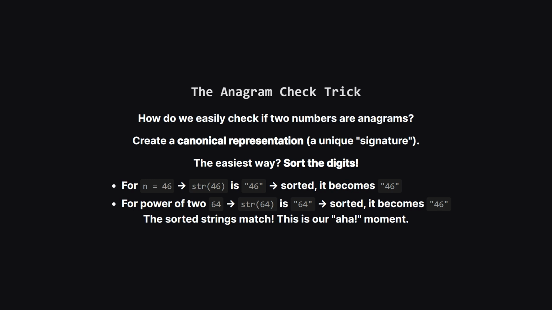This leads us to a fantastic trick. How can we quickly tell if two numbers are anagrams? We can create a unique signature for the digits in a number. The simplest and most effective way is to just sort the digits. For example, if we take the number 46 and sort its digits, we get 4, 6. If we take the number 64 and sort its digits, we also get 4, 6. Because their sorted signatures match, we know they're made of the same digits. This is the key to our whole solution.